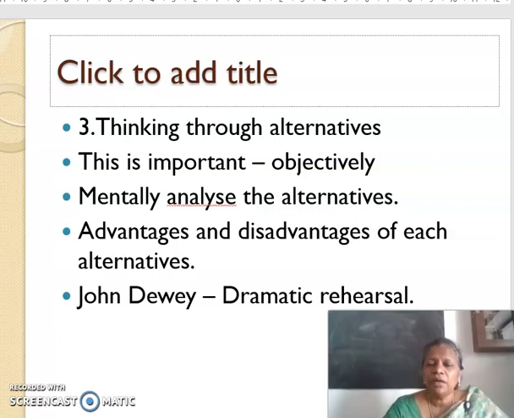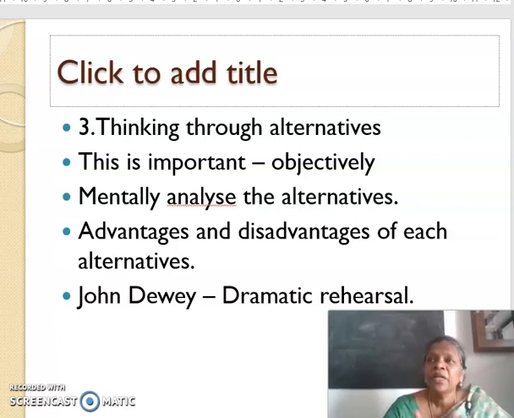And one famous researcher called John Dewey says this thinking through alternatives is a dramatic rehearsal. Rehearsal means what? You repeat again and again, you practice again and again until it comes to a very good level. When you want to do some performance, you make a lot of rehearsal.